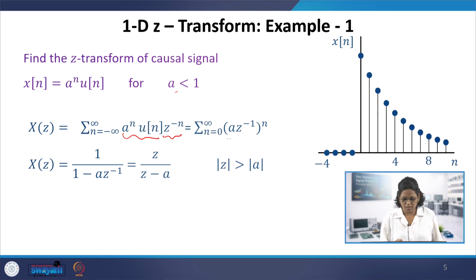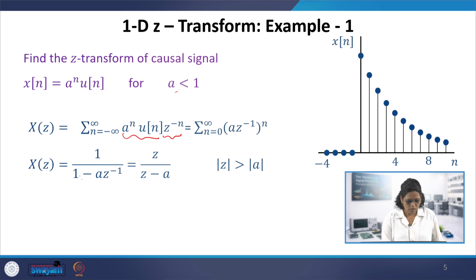So what is the condition in which the summation can be put in a closed form solution? Here the term a Z power minus 1 needs to be less than 1 in magnitude. That's the condition. If it is less than 1, then X of Z can be written as 1 by 1 minus x, if x is considered to be a Z power minus 1. So this can be written in terms of the summation expansion also, and it is going to converge to 1 by 1 minus x, or 1 by 1 minus a Z power minus 1.